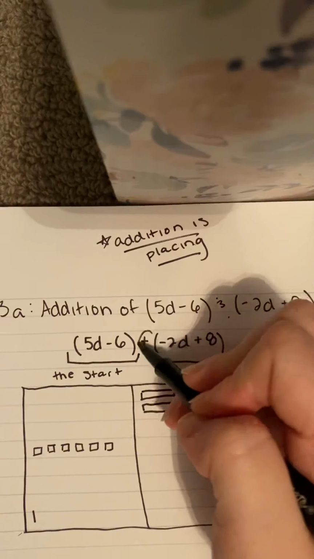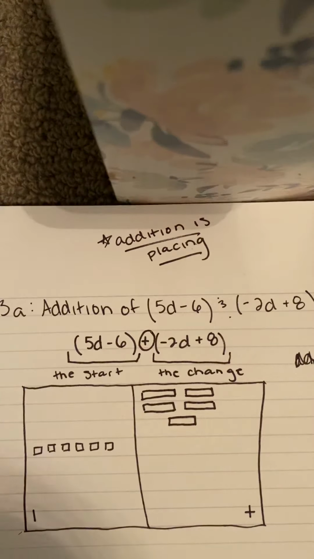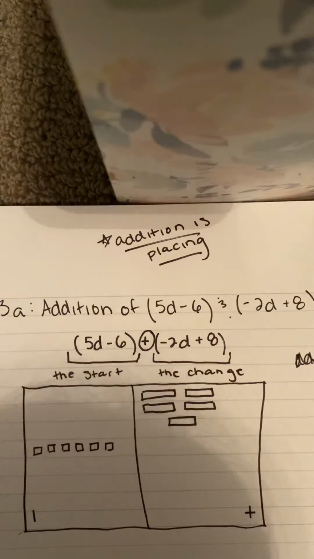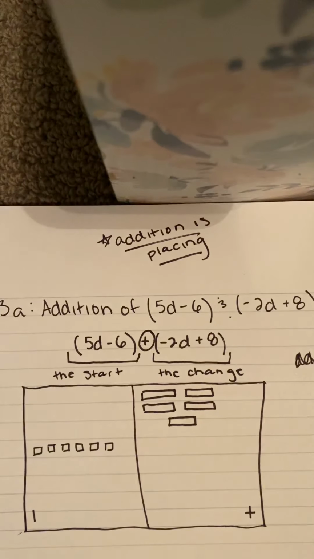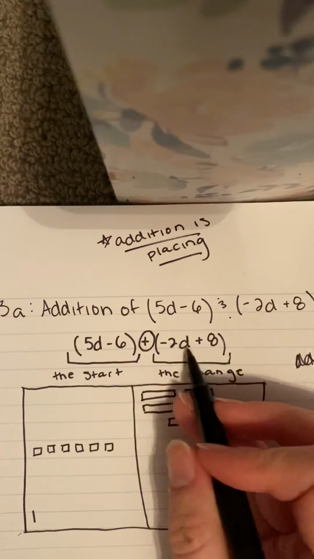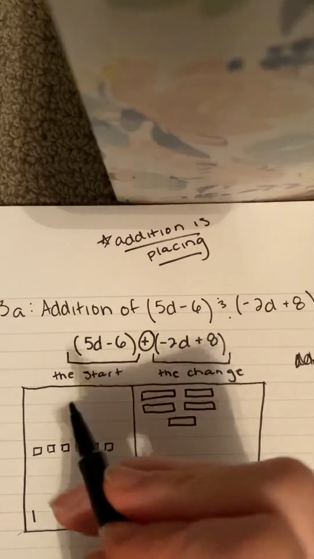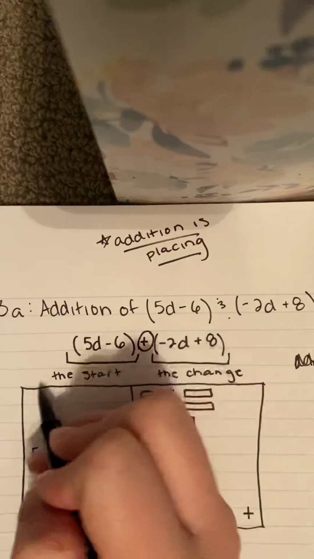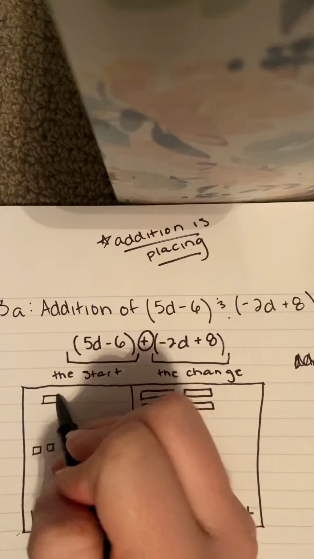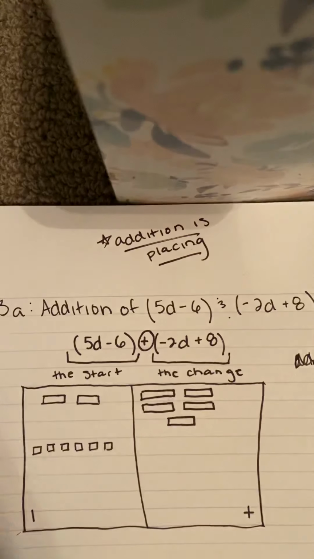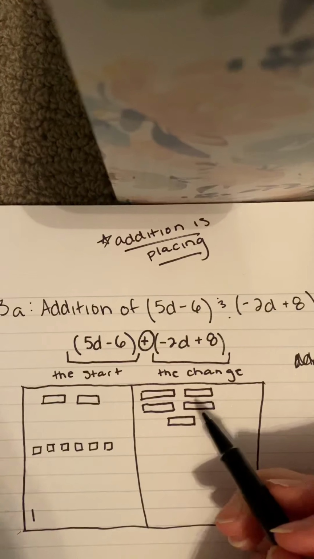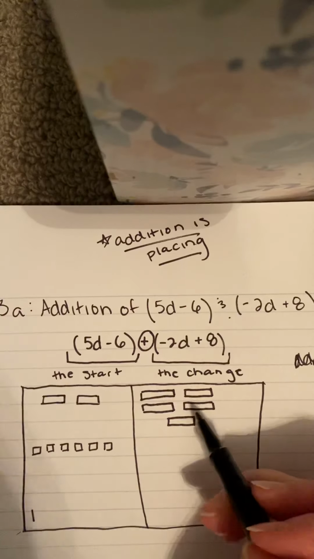And then the operation is addition. So now we need to add negative 2d plus 8. How we're going to do this is we're going to place negative 2d. So 2d is basically the same as 5d, so it's the same rod, but it's on the opposite side. So 2 of those.